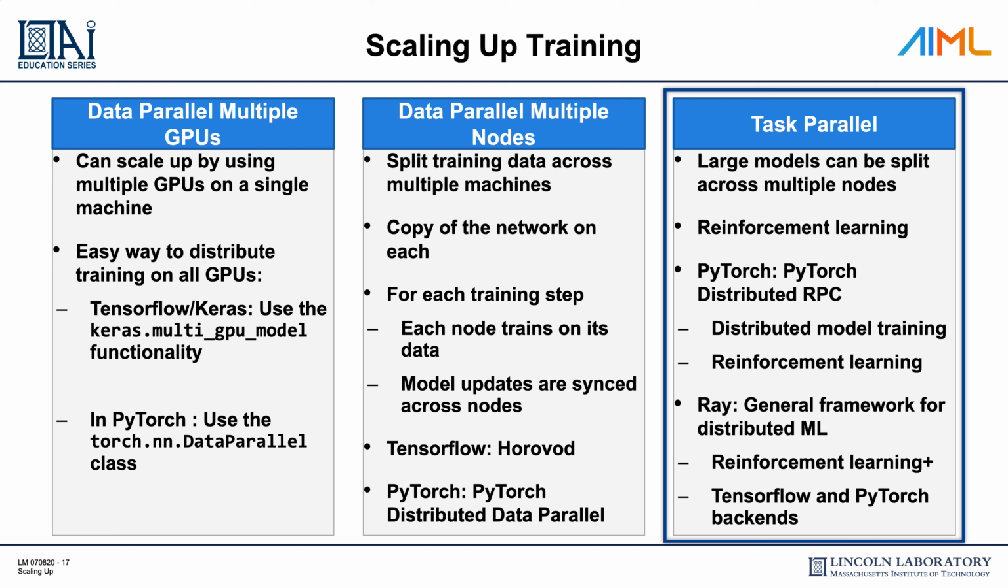Again, we have a few options for implementations or frameworks that we can use. PyTorch has distributed RPC, which stands for Remote Procedure Call, which is where a program causes a procedure to execute on a different node. This can be used for both distributed model training and for reinforcement learning. Ray is a general-purpose framework for distributed machine learning and has backends for both TensorFlow and PyTorch. Ray is mainly associated with reinforcement learning, but also has components for hyperparameter tuning and data parallel training.